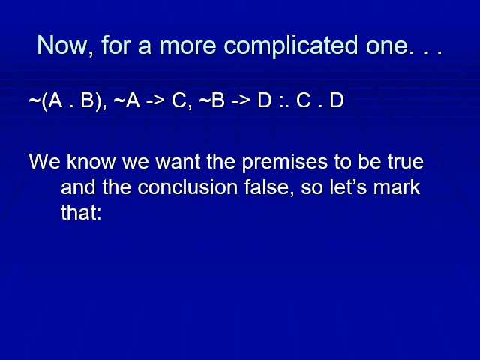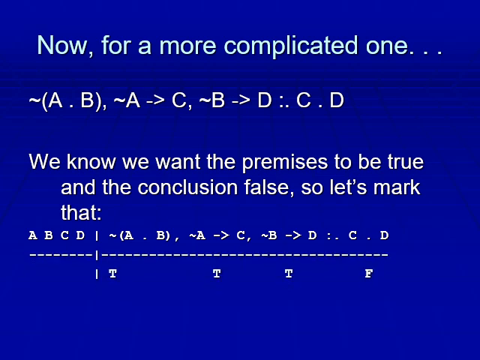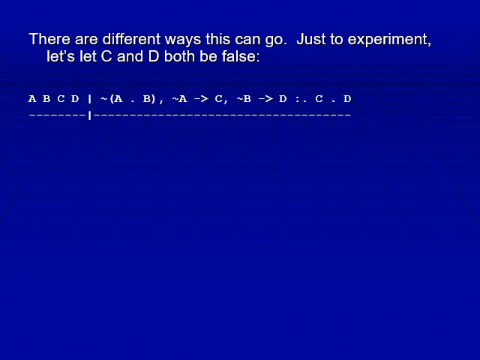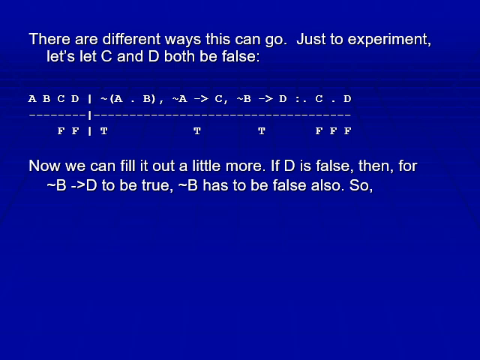We know we want the premises to be true and the conclusion false, so let's mark that. And you end up with something like this. Premises marked as true, conclusion marked as false. Things can go different ways here. Let's just experiment. Let's let both C and D in the conclusion be false. And then we end up with something that looks like this. But we can go a little bit further than this.